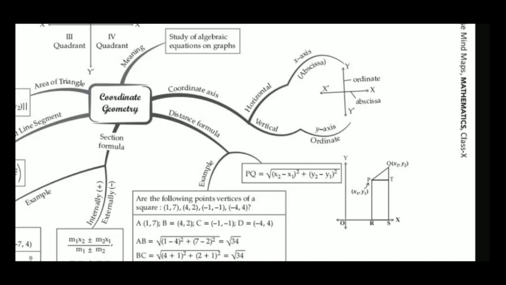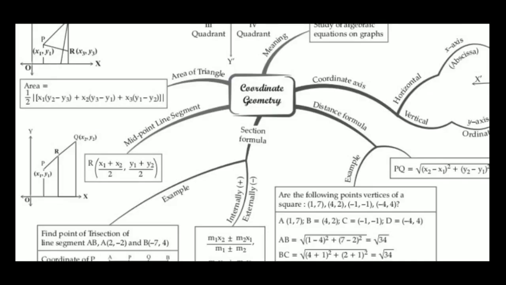In this topic, we will use the distance formula. This formula is used to find the distance between two points whose coordinates are given. You can see on the side there are two points. The first point is P, whose coordinates are x1 and y1, and the other point is Q, with coordinates x2, y2. We can find the distance between P and Q using the distance formula: PQ equals the square root of (x2 minus x1) whole squared plus (y2 minus y1) whole squared. We will use this formula to find the distance between two points.